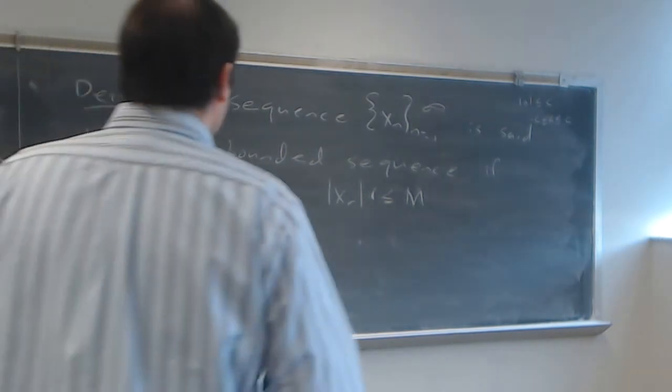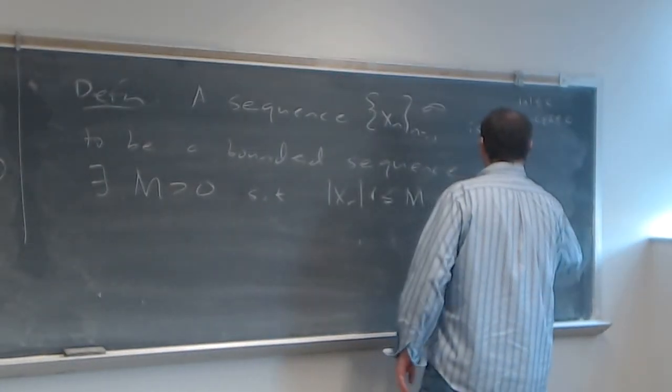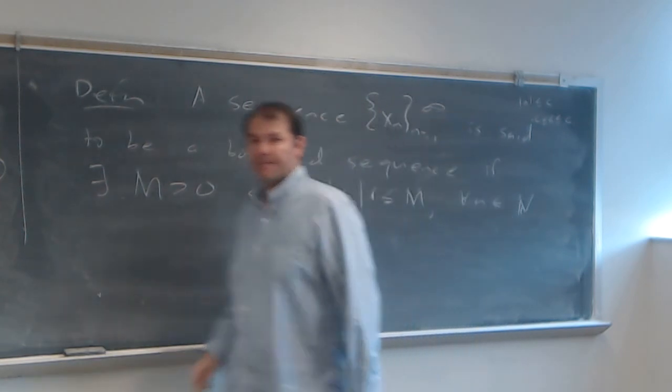Is that for all n? And that's right. It's for all n an element of the natural numbers. So we're almost done with the definition, but that needs to be added.